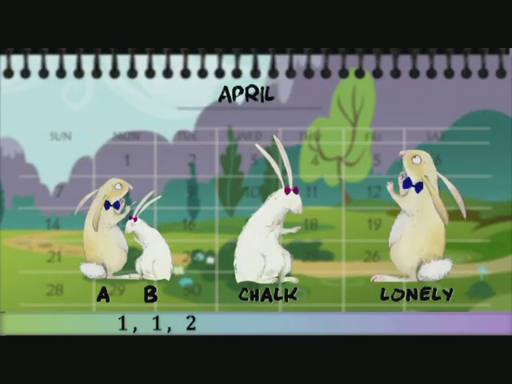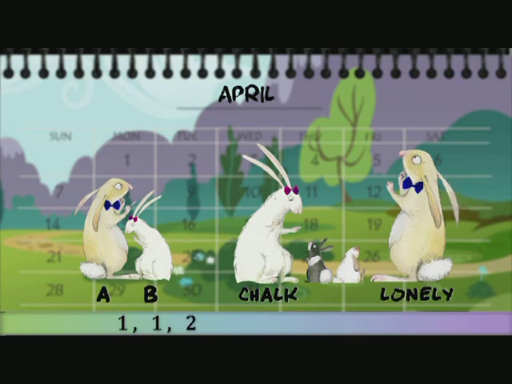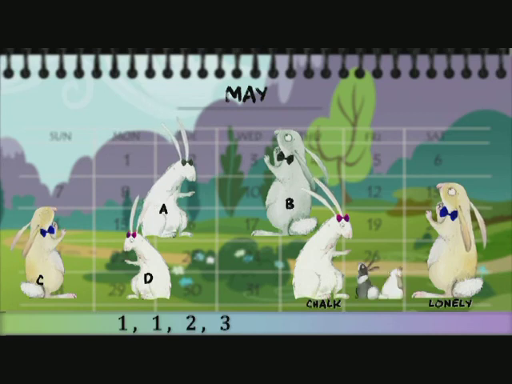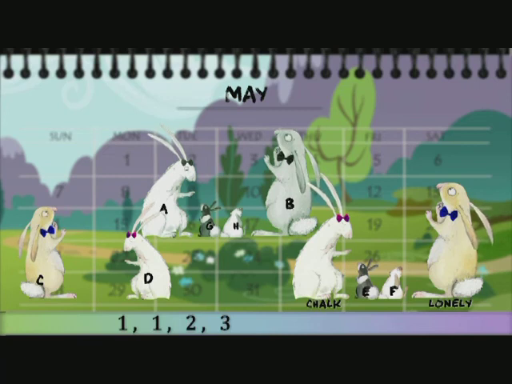In April, Chalk has another set of babies since she can have babies every month. Now, let's call them CD this time. And AB have reached sexual maturity and are expecting. So we have 3 pairs in all. By May, Chalk and Lonely have still another set of babies, EF this time. AB has a set of babies, GH, and CD have reached sexual maturity and are expecting. So how many pairs? Quite right, 5 in all.